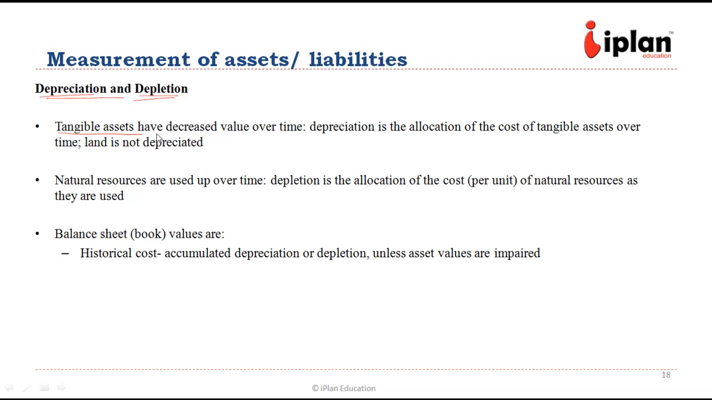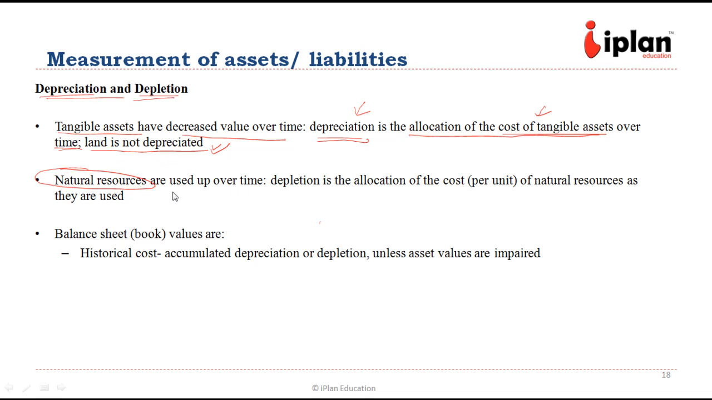Depreciation or depletion. If we have tangible assets, we know that they are going to be consumed over a longer period of time, so their value will decrease with time. So they are to be depreciated in our balance sheet. Depreciation is the allocation of the cost of these tangible assets over a long period of time. If we have a machine which has been bought at a certain price, that price has to be allocated over the useful life of the machine. So that will be depreciated over the period of useful life. But land, which is a tangible asset, is never depreciated. It has to be taken as it is.